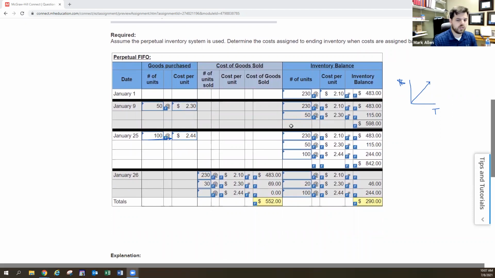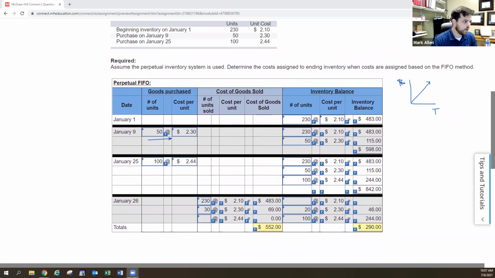We'll then see that on the 25th, we purchased more units. So I, in fact, purchased 100 units at $2.44. Notice these first two are just a repeat from before, just coming straight down through the table. And then, of course, the new 100 units at $2.44. Now, the next thing that we've got to consider is on the 26th, they told us we sold 260 units.